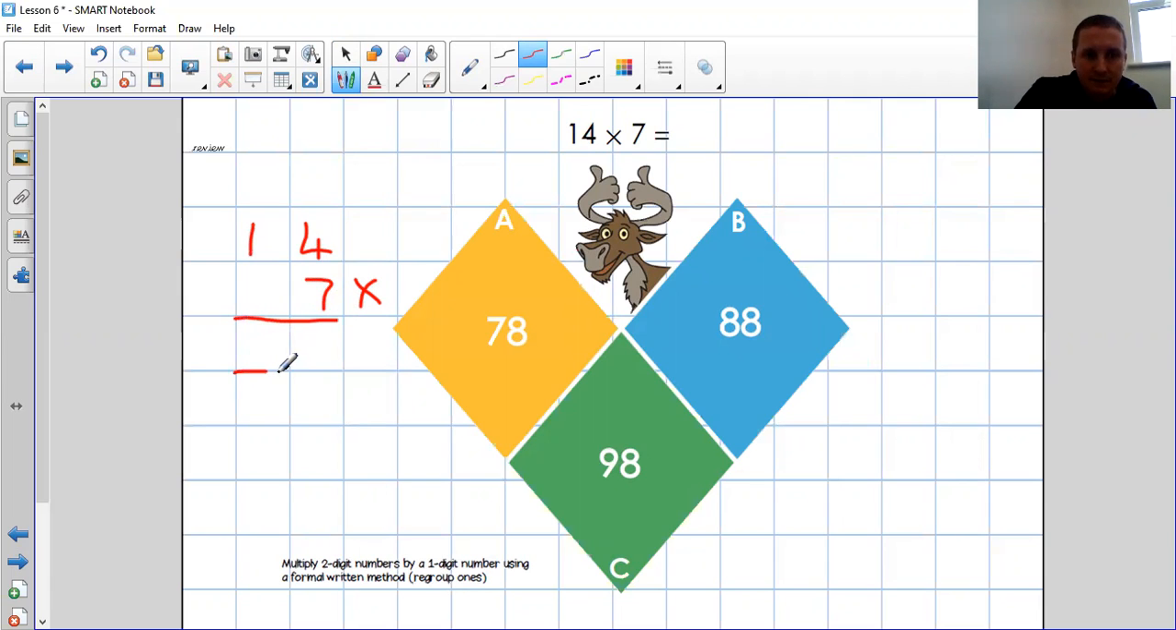So my first calculation is 4 sevens. 7, 14, 21, 28. I've made more than 1 10. I've made 2 10s, and then 7 tens are 70. Add the 20 gets us, 7 add the 2 is 9, 98. So my correct answer would be C down here. I'm starting with my ones and then I'm doing my tens.